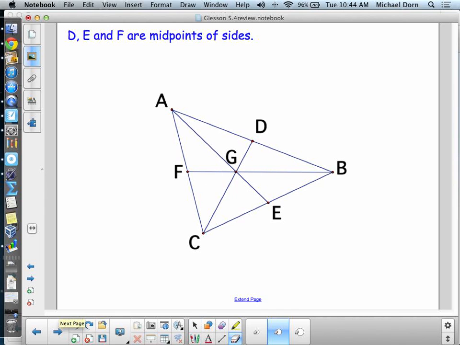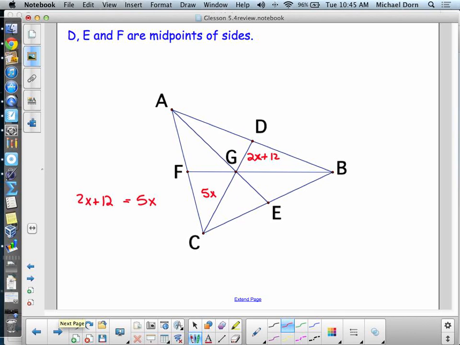What if I said that CG is 5x and DG is 3x plus 12? No, hold on. 2x plus 12. Sorry, I gotta make it work. How do we set up that equation? 2x plus 12 equals what? But they aren't equal, are they?